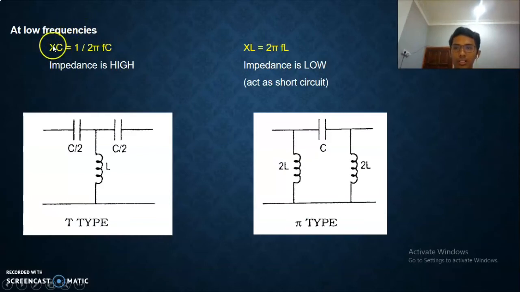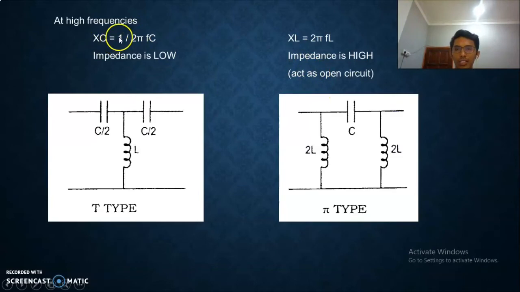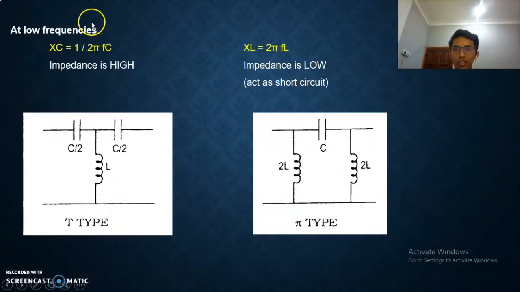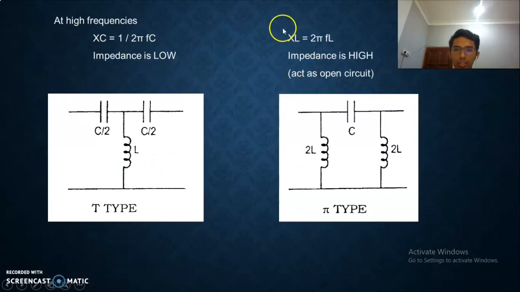At low frequency, for the T type, XC equals 1/(2 pi f C), and the impedance is high. For the pi type, XL equals 2 pi f L, and the impedance is low and acts as a short circuit. At high frequency, for the T type, XC equals 1/(2 pi f C), and the impedance is low. For the pi type, XL equals 2 pi f L, and the impedance is high and acts as an open circuit. So the difference is that at low frequency the impedance is high for the T type and low for the pi type, and at high frequency the impedance is low for the T type and high for the pi type.